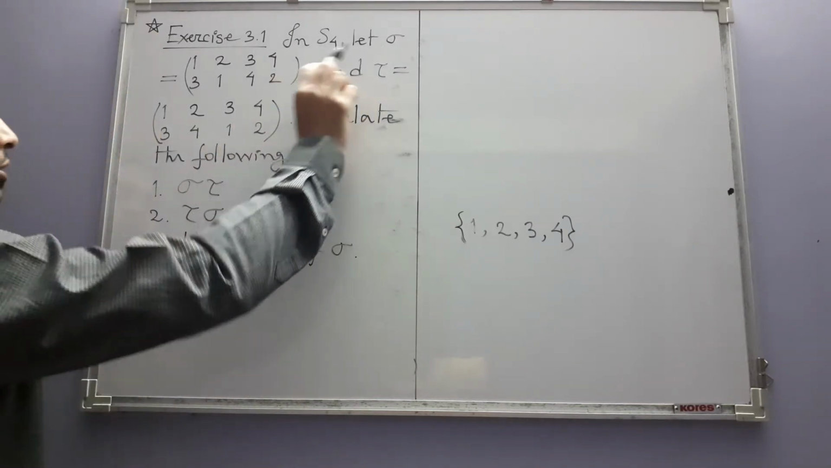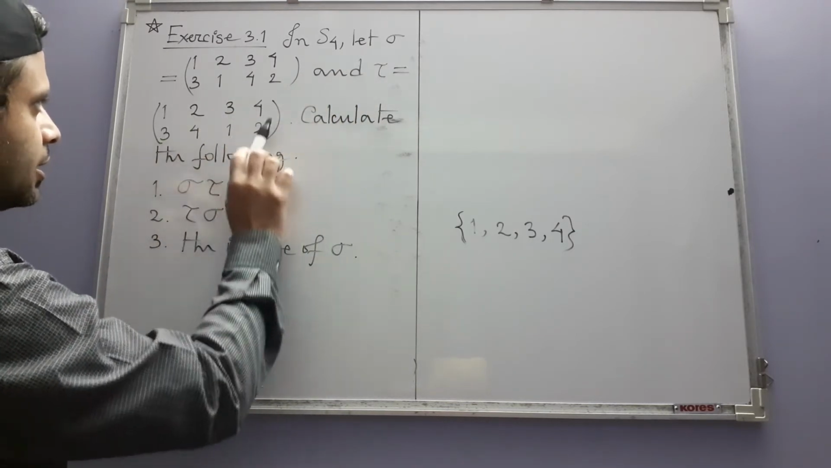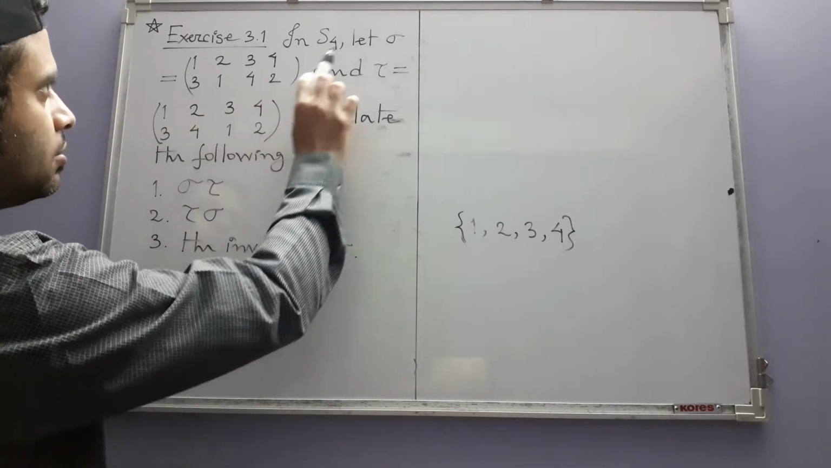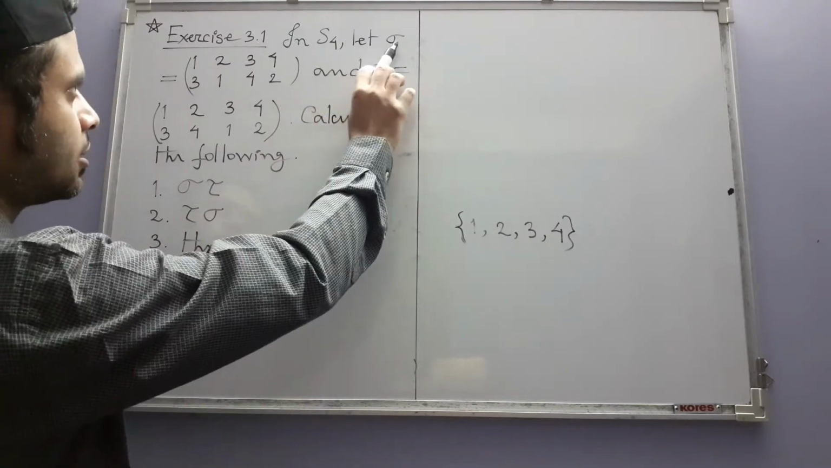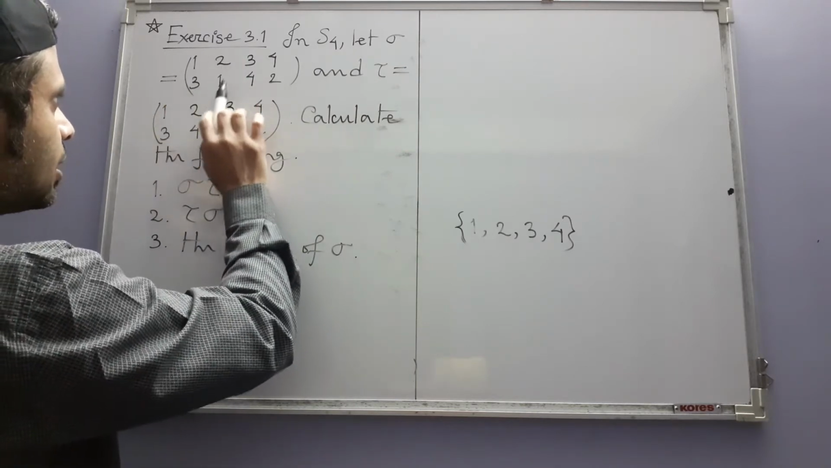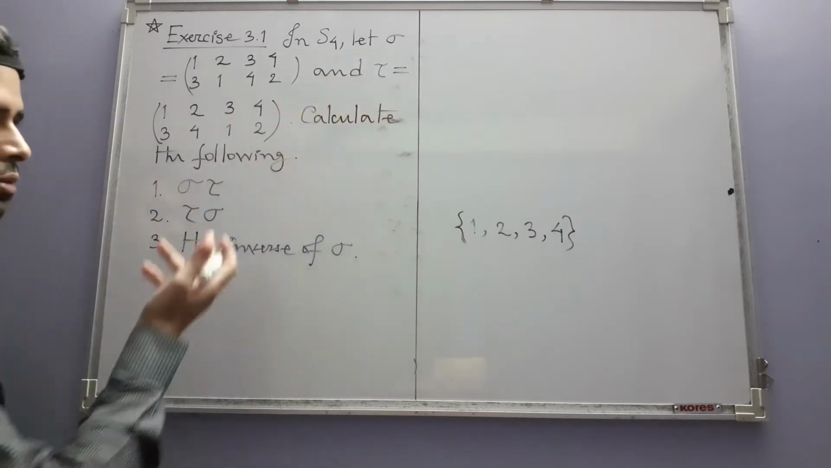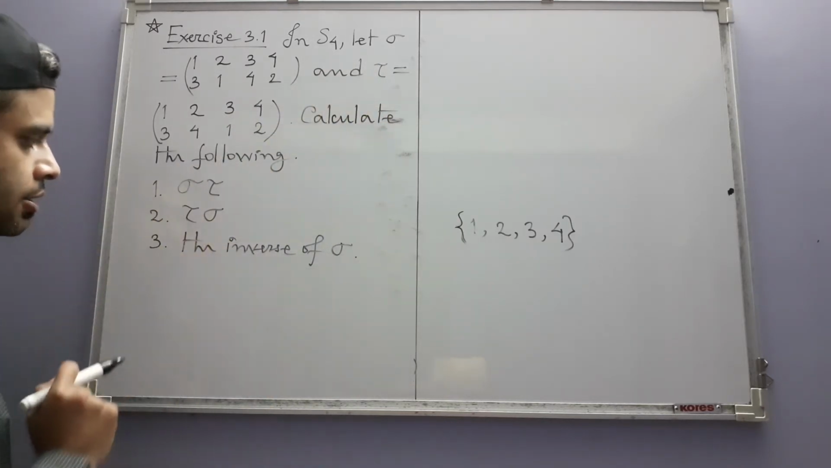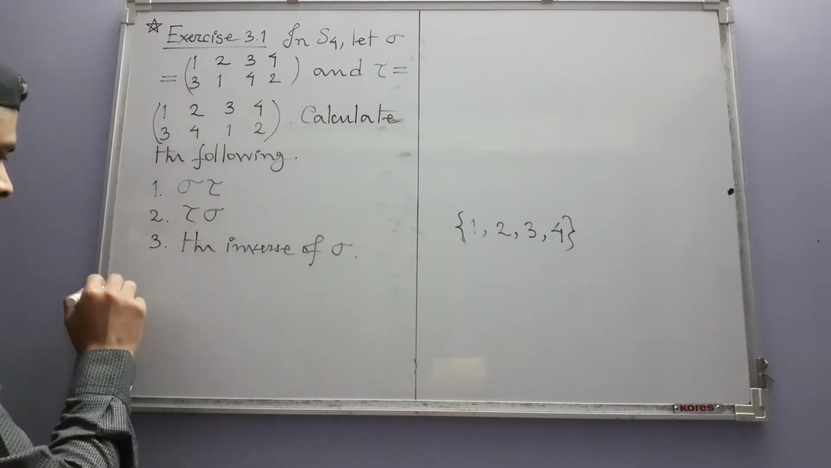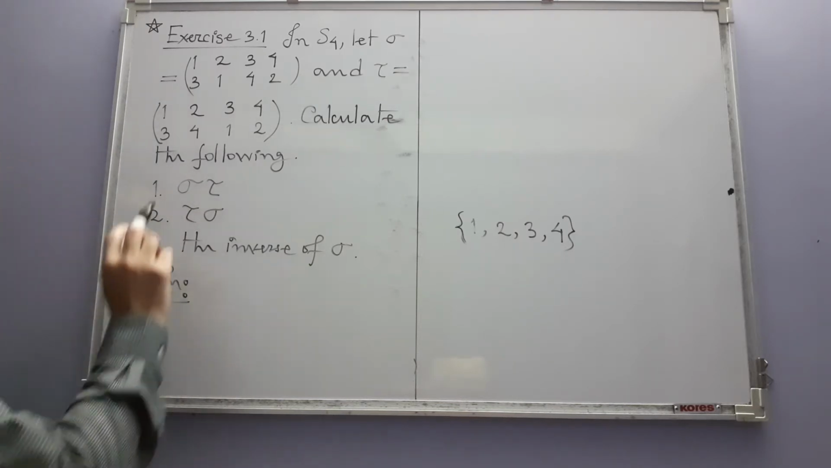So two such permutations, two such functions are given, sigma and tau, and we already know what these symbols mean. This symbol, for example, represents a function sigma which maps 1 onto 3, 2 onto 1, 3 onto 4 and 4 to 2. Like that we have tau. Now we have to calculate these compositions and we have to also find the inverse of the permutation sigma. So let us first calculate this one.